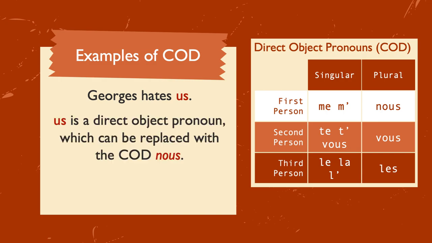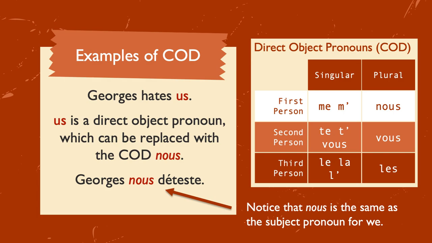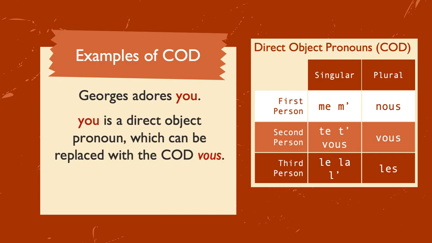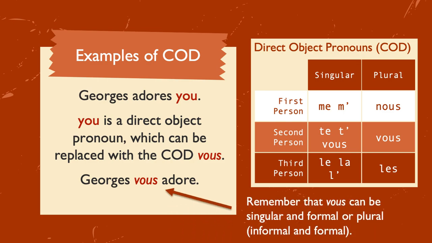George hates us. Us is a direct object pronoun, which can be replaced with the COD nous. Georges nous déteste. Notice that nous is also the same as our subject pronoun for we. George adores you. You is a direct object pronoun, which can be replaced with the COD vous. Georges vous adore. Remember that vous can be singular and formal, as in vous, monsieur, vous, madame, or it can be plural, as in all of you, y'all.